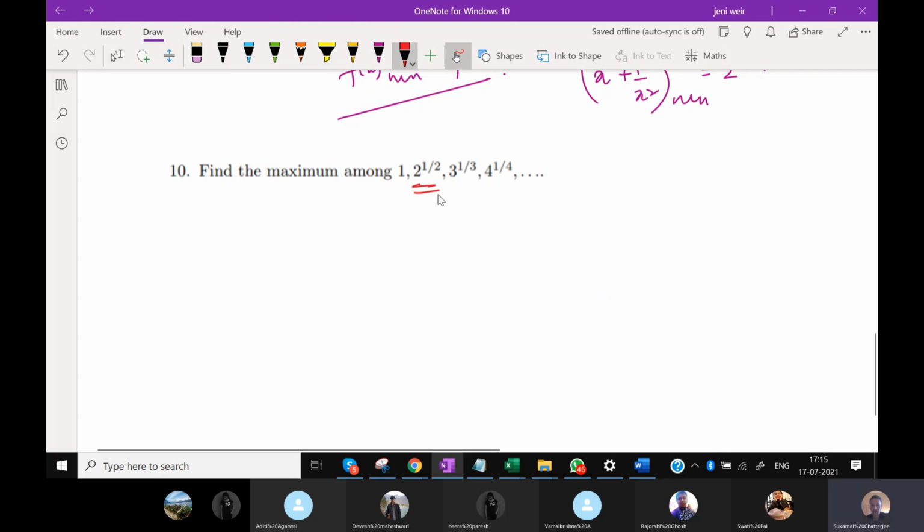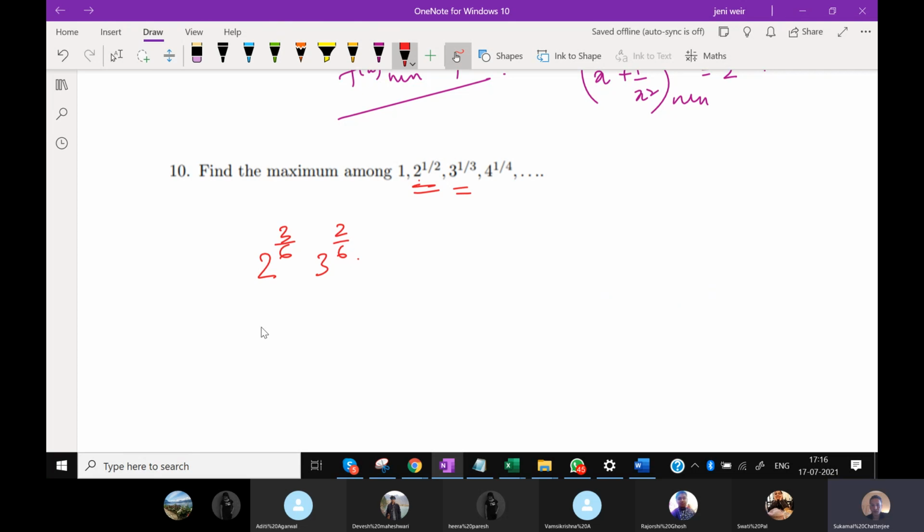So let's start with 2 to the power half and 3 to the power 1 by 3. Since the bases are different and the powers are also different, I have to make the powers the same. So I take the LCM of half and 1 by 3, which is 1 by 6. That means I get 2 to the power 3 by 6 and 3 to the power 2 by 6.